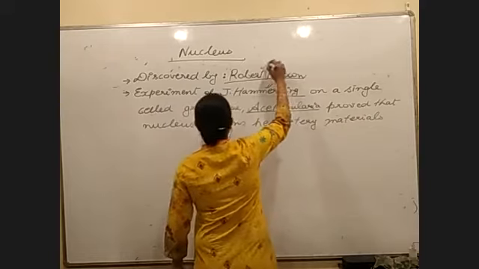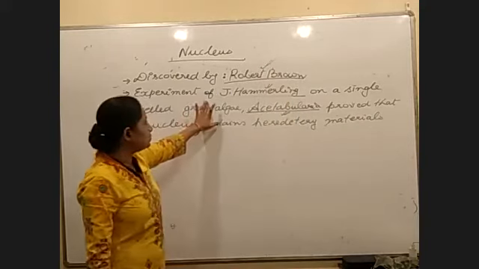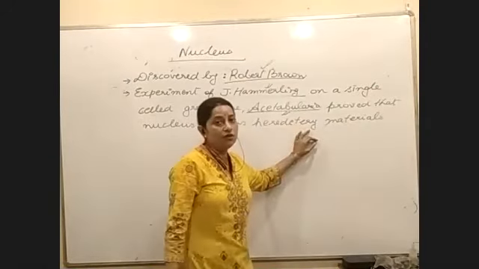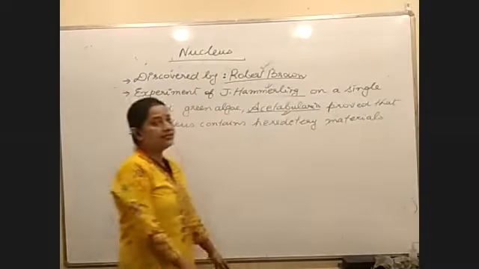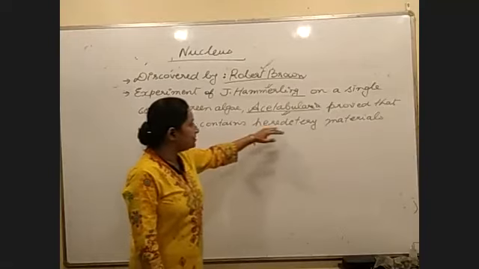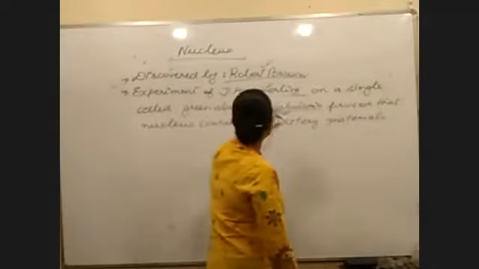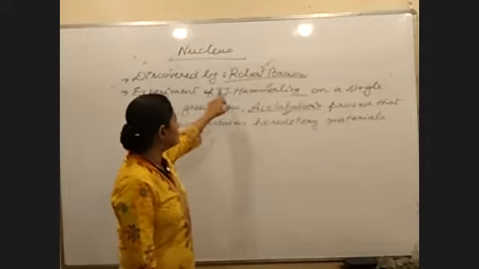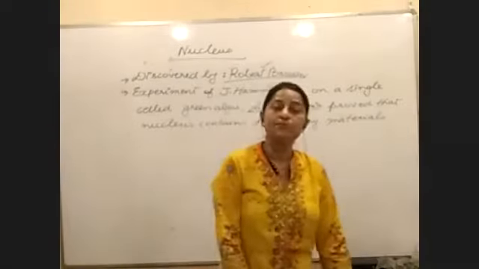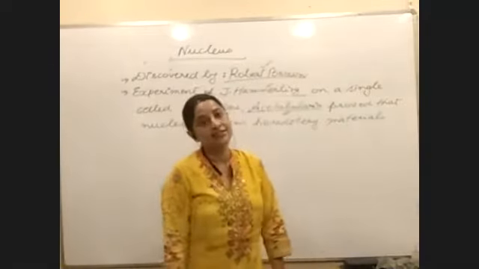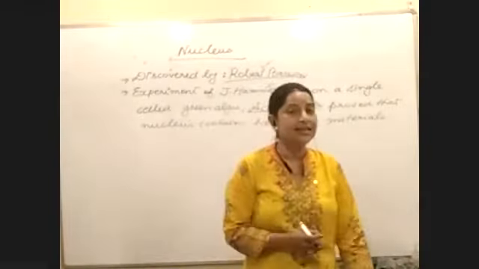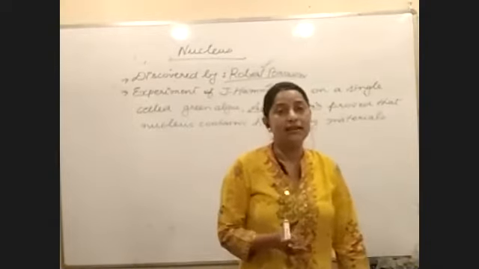Who discovered it is important. Next, whenever we talk about the nucleus, we know it contains chromosomes and is obviously responsible for hereditary transfer. Someone has to prove that the nucleus contains hereditary material. So it was an experiment of J. Hammerling. What did Hammerling's experiment prove? It proved that the nucleus contains hereditary material. The second point is, on what did Hammerling conduct the experiment? He conducted the experiment on a green algae, and the name of the algae is Acetabularia.